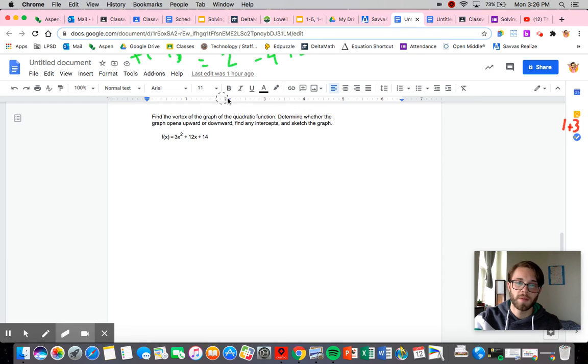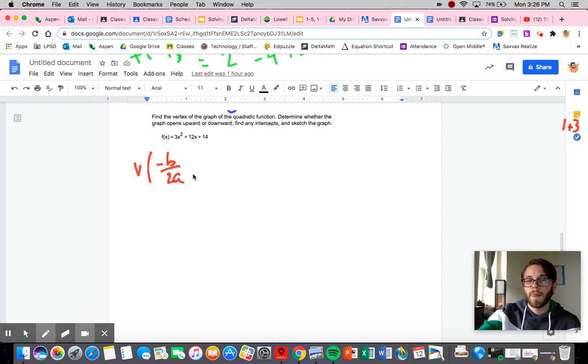So right now what you're going to be doing is you're going to find the vertex of the graph of the quadratic function. You're going to determine whether the graph opens upwards or downwards, and then you're going to find any intercepts and sketch the graph. So let's start with the vertex. The vertex for this one is going to be found the same way that we find the vertex in any other situation. So my vertex is going to be negative b over 2a.